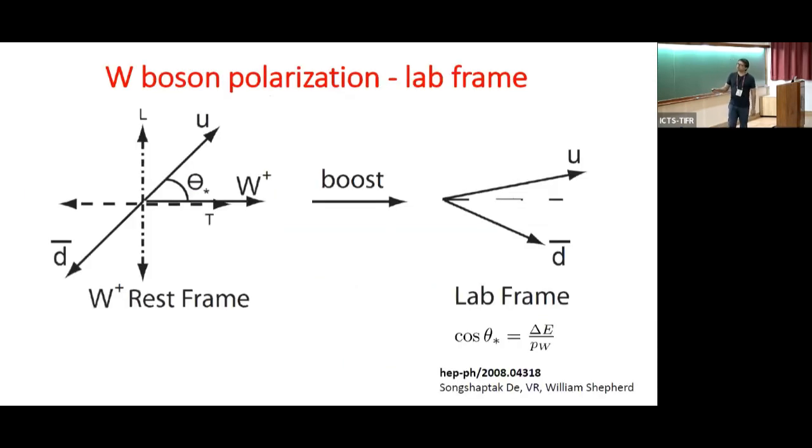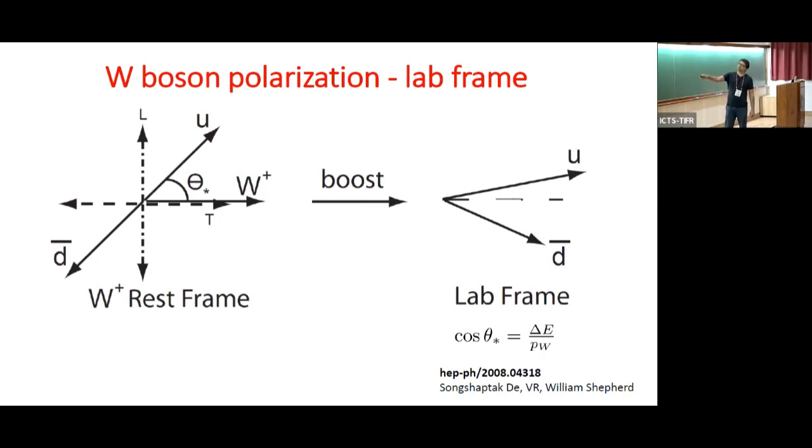So instead, what we have done in our work is we proposed an alternative variable, and this variable doesn't suffer from the same problem. It turns out that besides using the opening angle between these two subjets, you can also use this exact relationship: cosine theta star is the difference in energies between these up and down bar quarks divided by the momentum of the W jet. So you can just see intuitively why this makes sense.